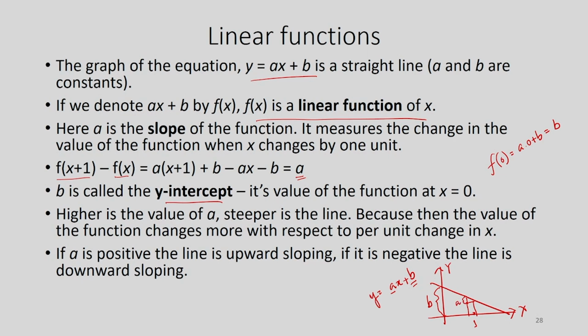Higher is the value of a, steeper is the line, because then the value of the function changes more with respect to per unit change in x. So, instead of this particular function, if you take another function like this, more steep, if a is positive, the line is upward sloping, if it is negative, the line is downward sloping.